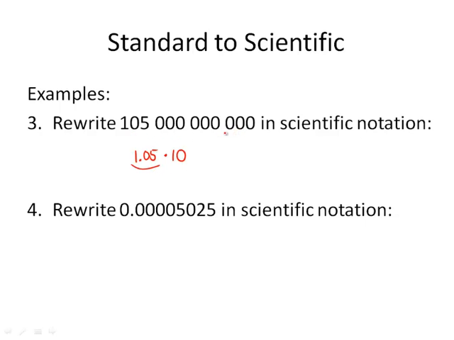So let's think about how many places we would have multiplied 1.05 by to get this number that has been given to us. Well, if you were here, you'd go 1, 2, 3, 4, 5, 6, 7, 8, 9, 10, 11 places to the right, meaning it'd be multiplying by 10 to the 11th power.